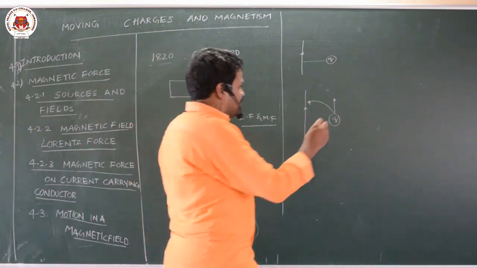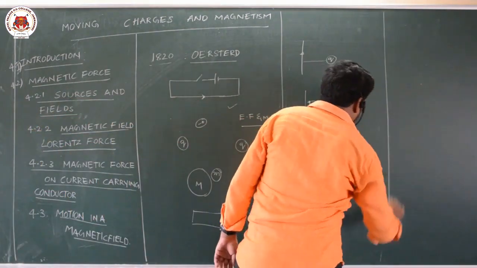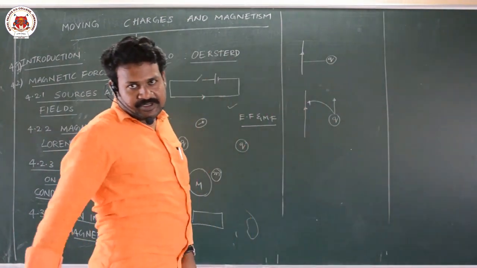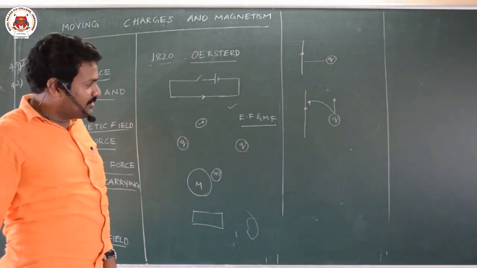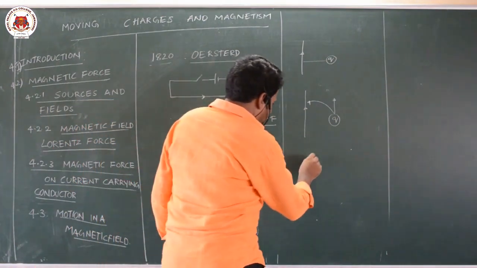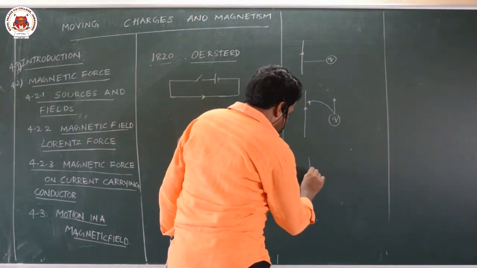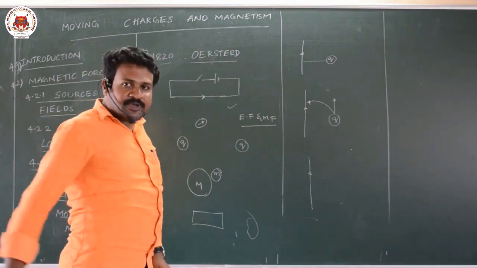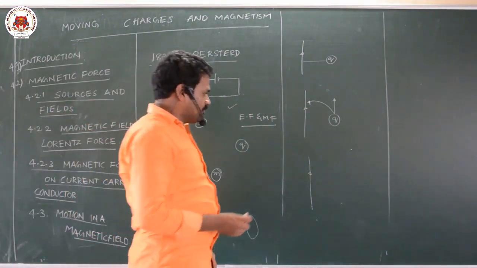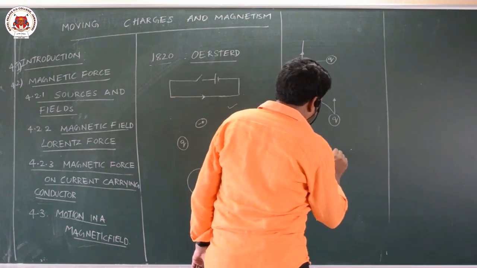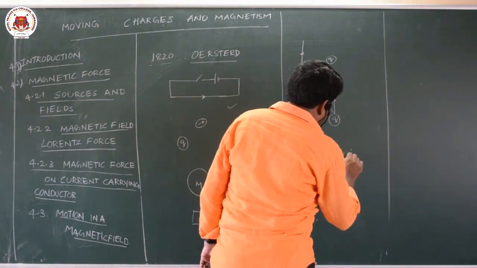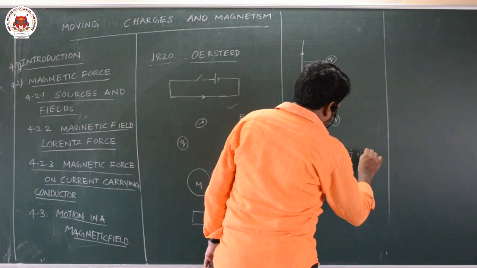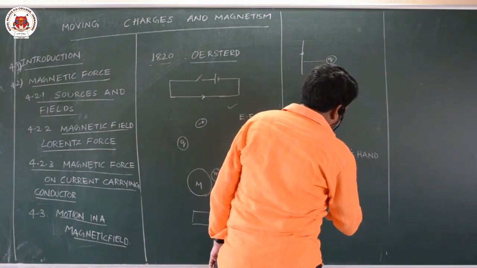Then in which direction will you get this magnetic field? Suppose there is a wire on the plane of the board like this, carrying current in this direction. To find the direction of the magnetic field, there is the right hand thumb rule. We can take this as the right hand thumb rule or right hand rule.